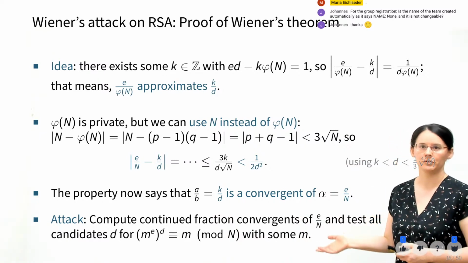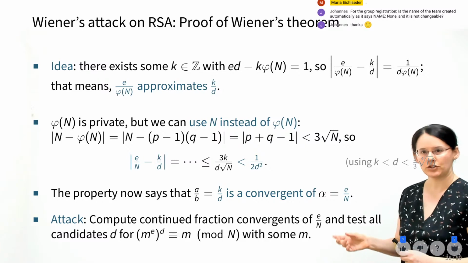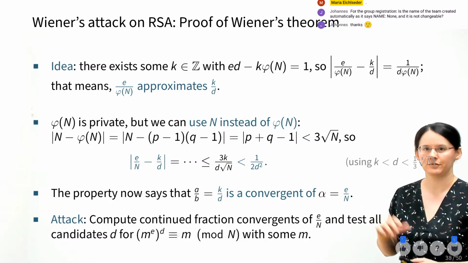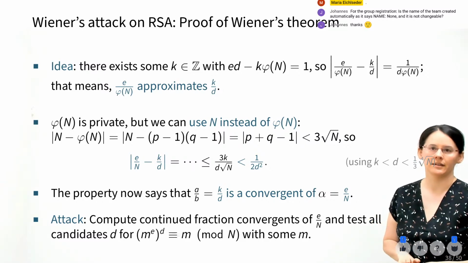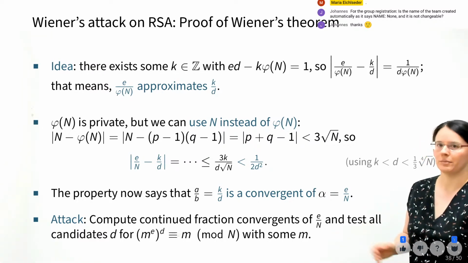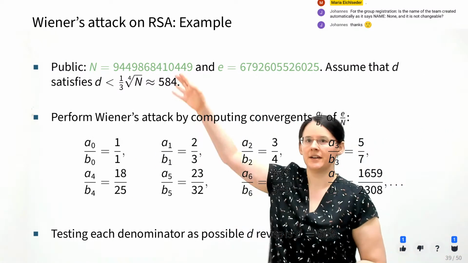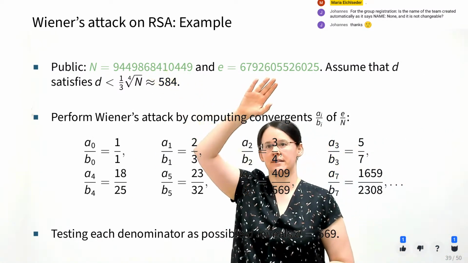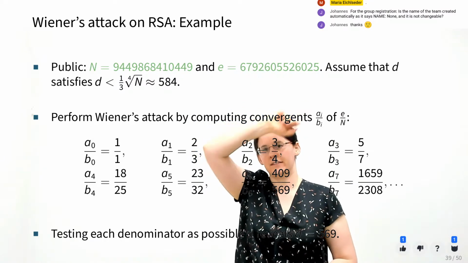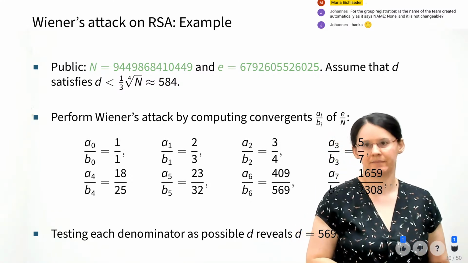So what we do is we compute all the convergents, and check each value d that we get, whether it satisfies the RSA equation, so whether it could be the private key, and after not too many steps, we actually find it. So let's have a look at an example. Some very large n, some very large e, and the important condition that d isn't too large.